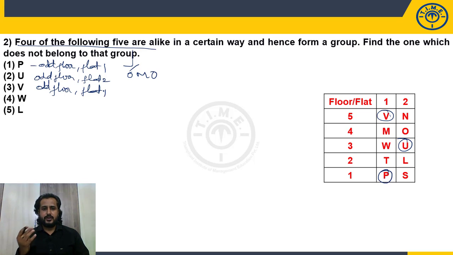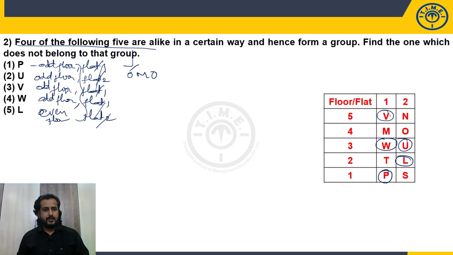Because in odd mode 4 should be following the same logic, 1 should be different from that, right? Okay. W, odd floor, flat one. Still both the logics are valid. Okay. Next, L, even floor, flat 2. Now what is the logic I can choose? Definitely flat logic I cannot choose because there are 3 flat ones, 2 flat 2. So this won't be the logic. But here 4, P, U, V, W living on odd number floor, whereas L living on even numbered floor. So what is my answer? Choice 5.